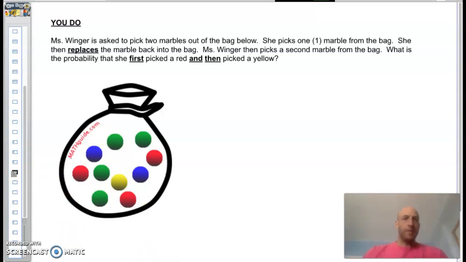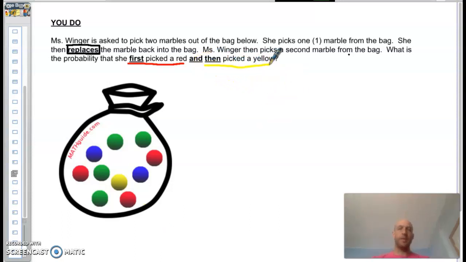Okay, Miss Winger is asked to pick 2 marbles out of the bag. She picks 1 marble from the bag. She then replaces the marble back into the bag. So we have with replacement here. Okay, so that means for my second pick, I will still have the same amount of marbles. Miss Winger then picks a second marble from the bag. Okay, what is the probability that she first picks a red, and then picks a yellow?